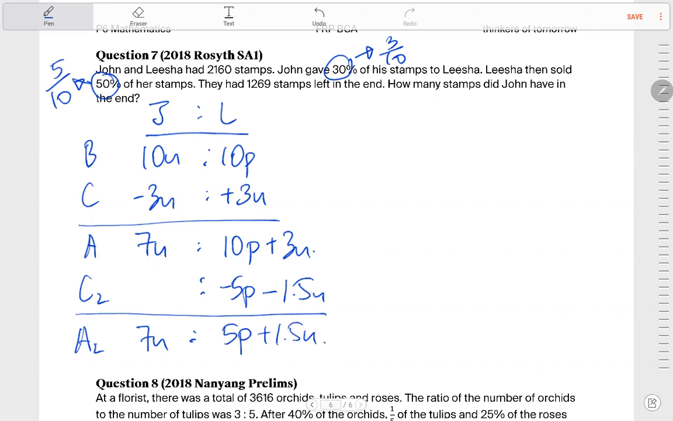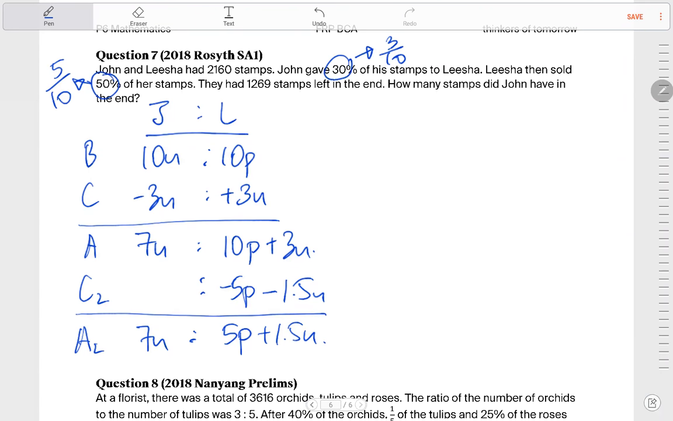So this is quite different from the other questions that you've seen. What you realize here is that you have to make sure that everything is mathematically correct, right? Recognizing that John should be in terms of units and Lisha should be in terms of parts, that's the first thing. And then afterwards, you just apply the change, the internal transfer of three units first, and then the selling of 50%, and make sure that everything is mathematically correct. Okay?